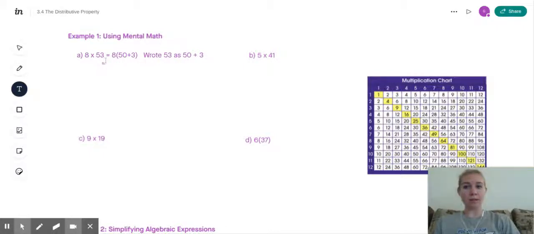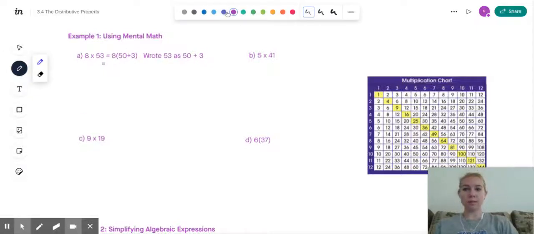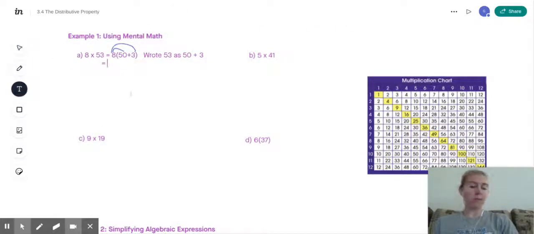Okay, and then what I'm going to do is I'm going to distribute the 8 to the 50, and then I'm going to distribute the 8 to the 3. So let me draw a line like that so you can see I'm going to distribute the 8 to the 50 and distribute the 8 to the 3. So then my expression is going to read 8 and then parentheses 50 plus, because we're adding within the parentheses, we keep their operation the same, 8 parentheses 3. So see, now there's 2 8s because we distributed the 8 twice because there's 2 numbers inside the parentheses.